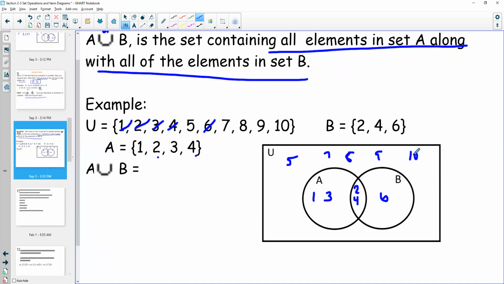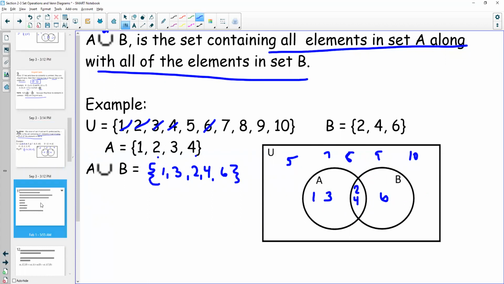All right, so the union is all of the things inside of the circles, all of them, okay? But I only need to write anything once. So I've got 1 and 3, I've got 2 and 4, and I've got 6. It's everything that's contained in those two sets, all right?